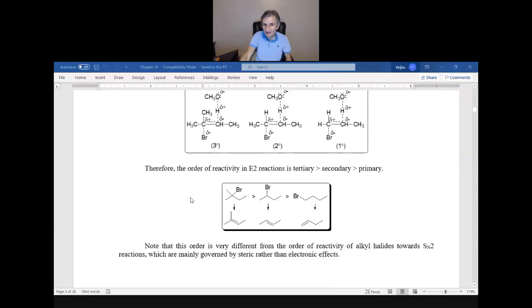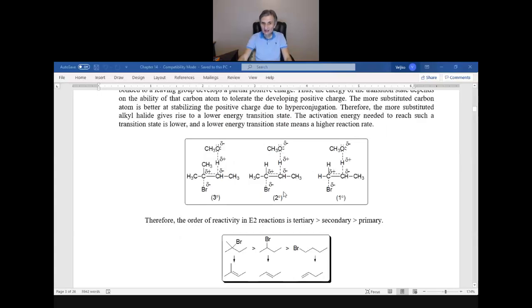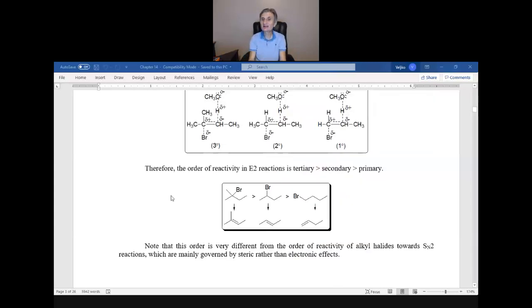So in this case, the order of reactivity is tertiary, secondary, primary. So opposite from SN2 reactions. So remember that, very important, that the order of reactivity is tertiary, secondary, primary. And that's because, in this case, electronic effects are important. It's the electronic effects that govern the reaction rate. Stability of the transition state, so stability of this carbon that is developing partial positive charge. In case of SN2 reactions, it was steric effects that were important.